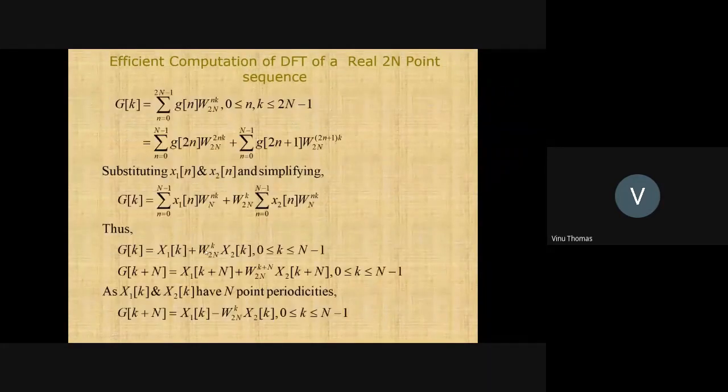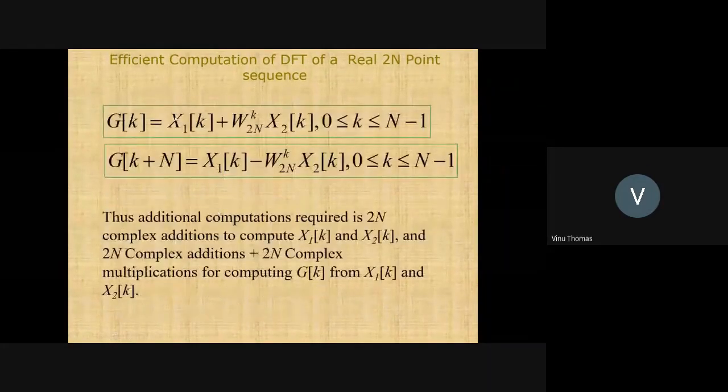So we look at whether you require any further complex multiplications. To find g of k, you require x1k plus W2n raised to k, which is a complex entity, into x2k, a complex entity. So you have n complex multiplications to compute this. And here also, likewise, you require n complex multiplications. So in total you require 2n complex multiplications and 2n complex additions in addition to this. So this is how you compute the DFT of a 2n point real sequence.